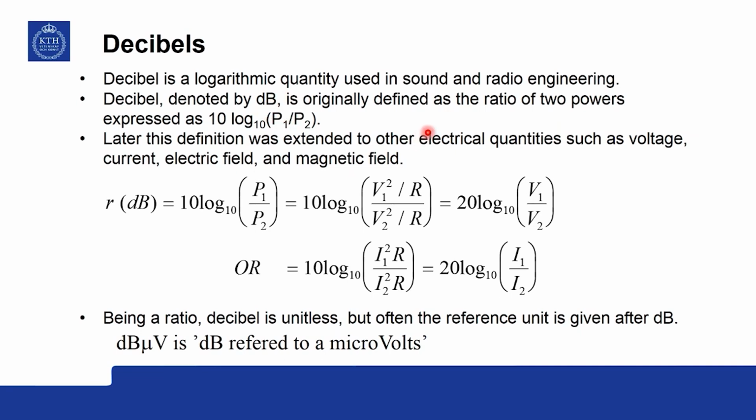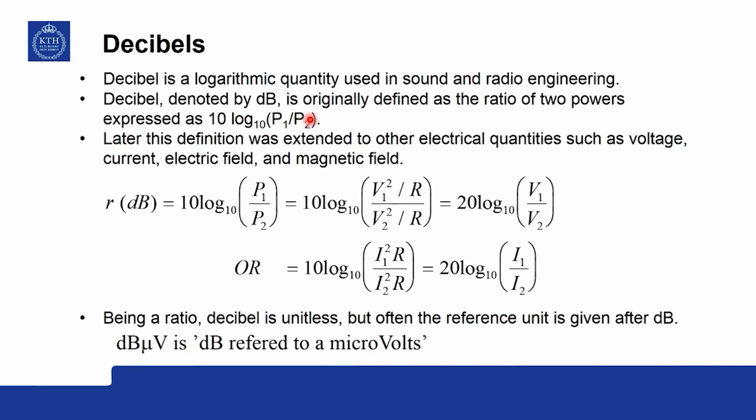So, it is originally defined as the ratio of two powers expressed as 10 log to the base 10 of P1 and P2. P1 and P2 are two powers. So, one may be from the signal source and one may be after amplification. So, you can see what is the gain. So, gain is P1 by P2, it's some ratio of powers you can define. So, 10 times log to the base 10.